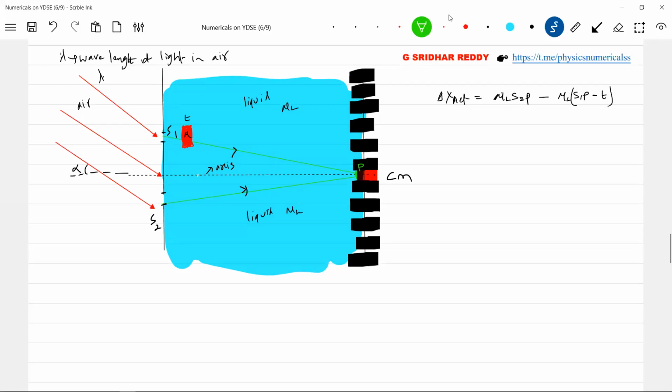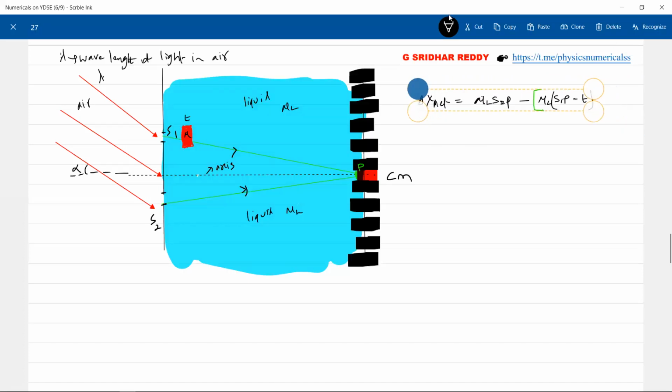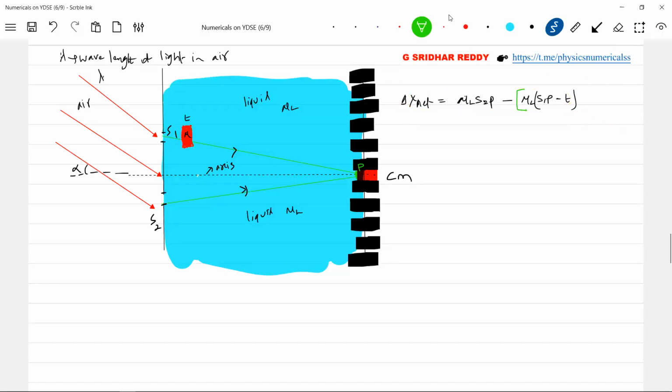I'll write it here. S1P minus T is the path covered in liquid. The optical path length is mu L times (S1P minus T), everything in the bracket. Please do notice that this is very important. Then the remaining path will be covered in the slab, no? So what should we write? How much length will it cover in the slab? T. Then what is the optical path length? Mu T. So shall I write plus or minus mu T? Plus mu T.